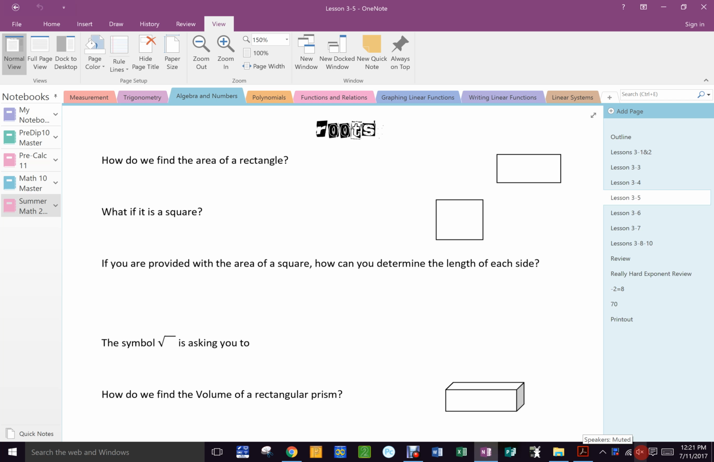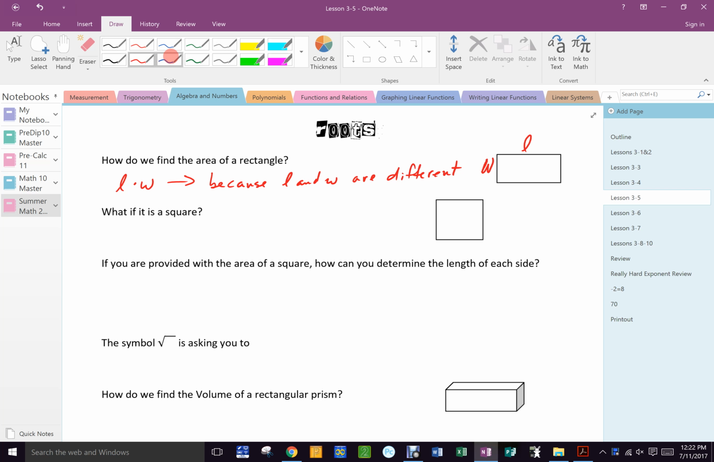How do we find the area of this rectangle? Length times width. And we have to differentiate length and width because L and W are different. That's why we have to do length times width.